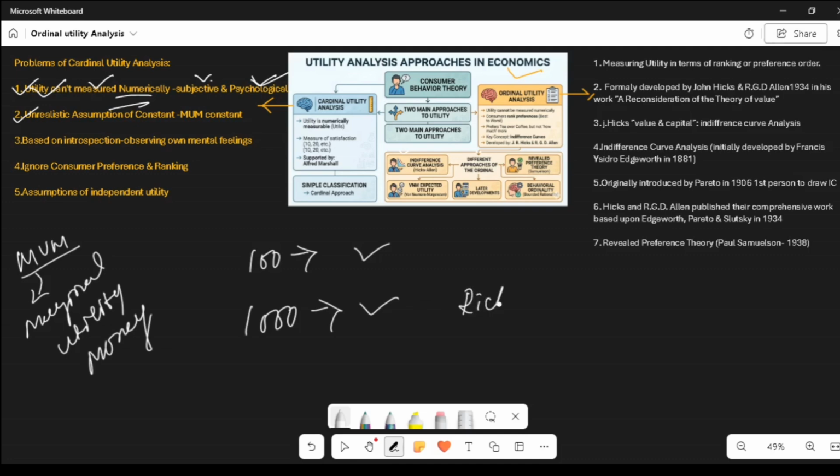Rich and poor. So suppose 100 taka. For the poor, the marginal utility is higher as compared to the richer. The richer have a lower marginal utility than the poor. For a poor person paying 100 taka, the marginal utility is higher as compared to the richer.